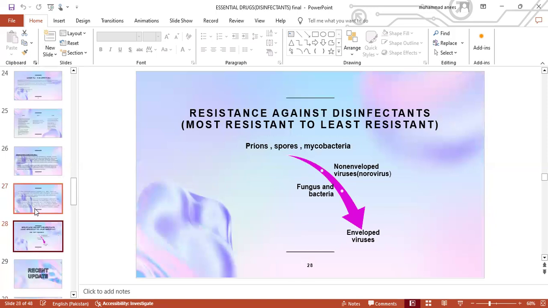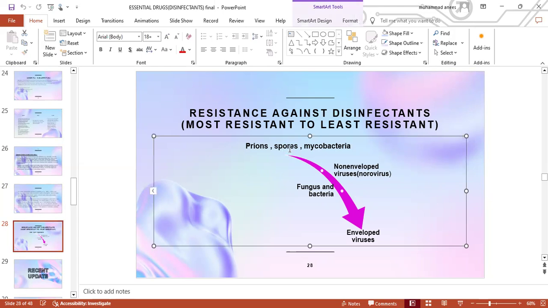There is one other drawback which is seen with most of the disinfectants, the development of resistance against these disinfectants in microbes. So this figure shows at the top, there are prions, spores, and mycobacteria. These are the most resistant to the disinfectants. And at the bottom, there are enveloped viruses, which are the least resistant to disinfectants. In between are non-enveloped viruses, mostly the noroviruses, and fungi, and different types of bacteria. In terms of spores, Clostridium difficile spores are the most resistant ones.